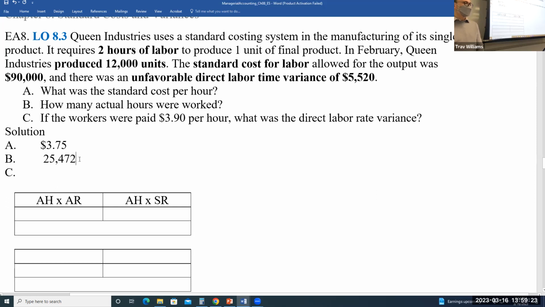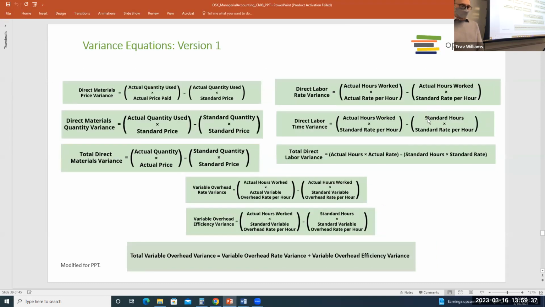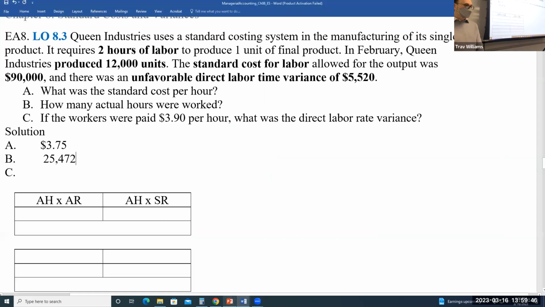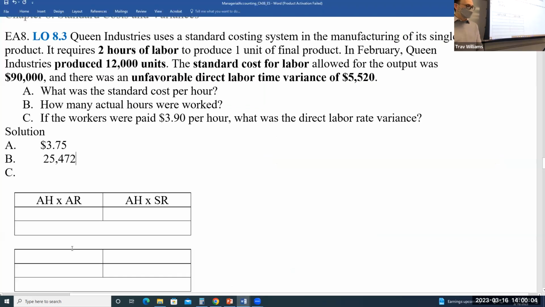Let's see, if that didn't make sense to you, I think there's probably another way we could solve that one. We were trying to figure out the actual hours. Okay, we could have used this. Oh, yeah, I think we could use that. And variance, yeah, we could use that one. So we could use this formula here: actual hours, which we don't know, times standard rate, minus standard hours times standard rate. Let's just go ahead and do that real quick.